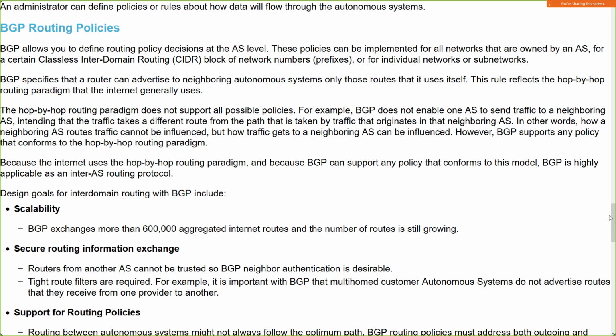That's why a lot of times people will tend to classify BGP as kind of a distance vector type of routing protocol. The hop-by-hop routing paradigm does not support all possible policies. For example, BGP does not enable one AS to send traffic to a neighboring AS, intending that traffic to take a different route from the path that is taken by traffic that originates in that neighboring AS. That sounds very confusing, but basically what they're saying is, look, I can control how traffic leaves my autonomous system.